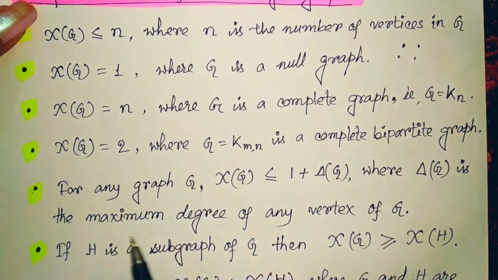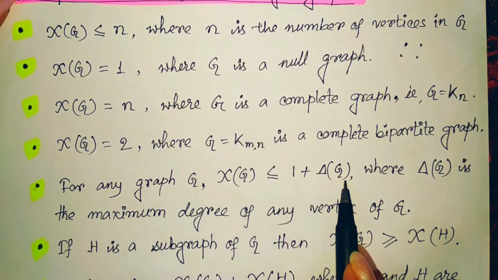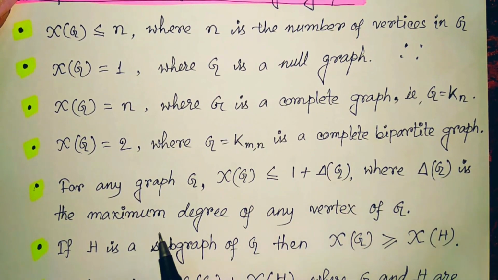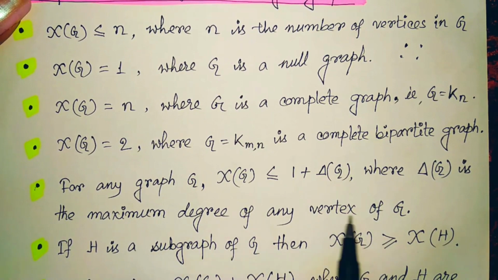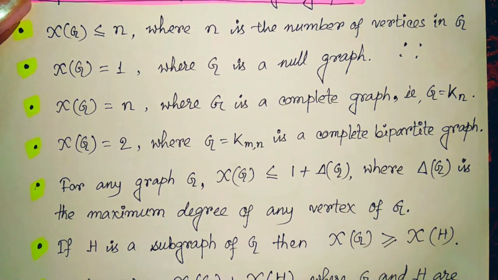Now for any graph G, the chromatic number of G is less than or equal to 1 plus delta(G), where delta(G) is the maximum degree of any vertex of G. So remember, in a graph we just observe that any vertex, that means all the vertices are given.